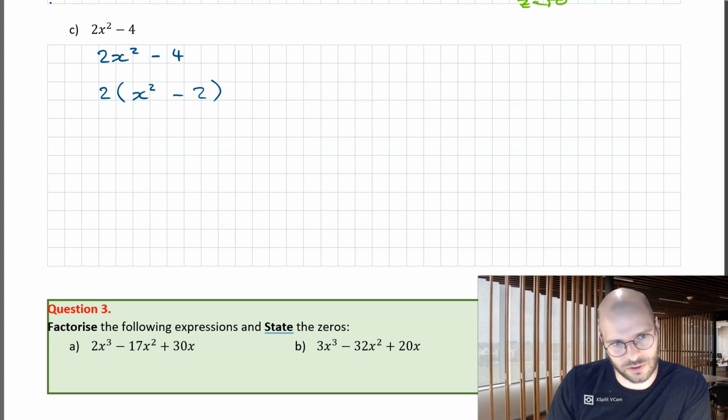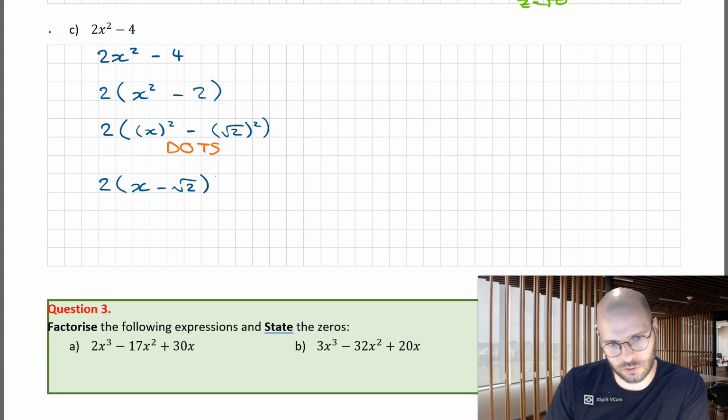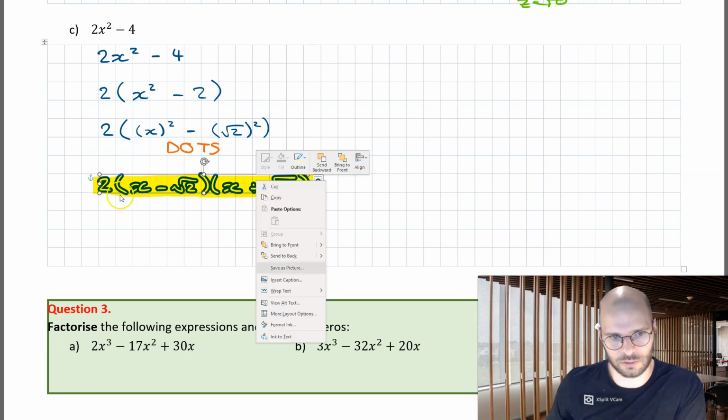Identifying that it's a difference of 2 squares, what you can do is you can say x squared, take, and then you square root the 2 in here. In this case, we don't actually perform the calculation, we just say we're square rooting it, and then we raise it to a 2. So instantly you see that this is a difference of 2 squares. From there, we can jump straight into the factorization, where we're dealing with x take root 2, x plus root 2. And there's your factorized form.